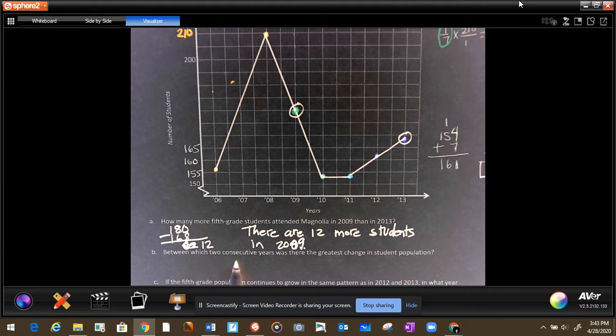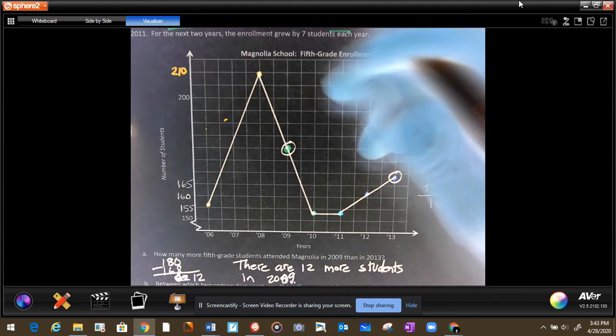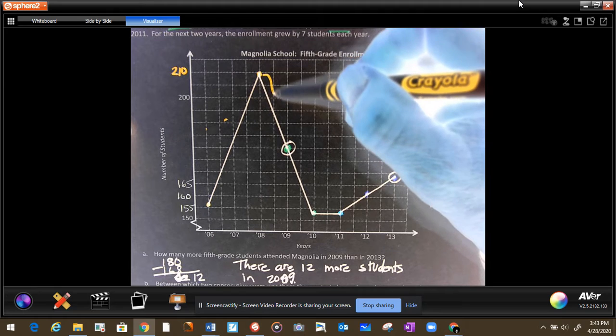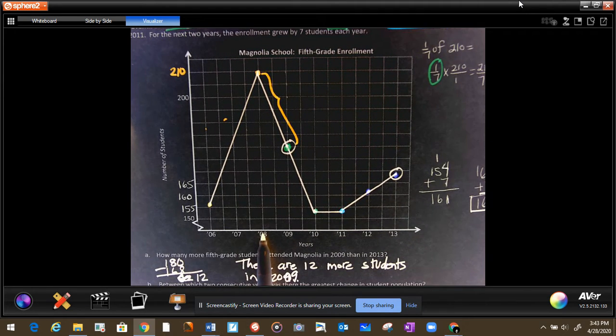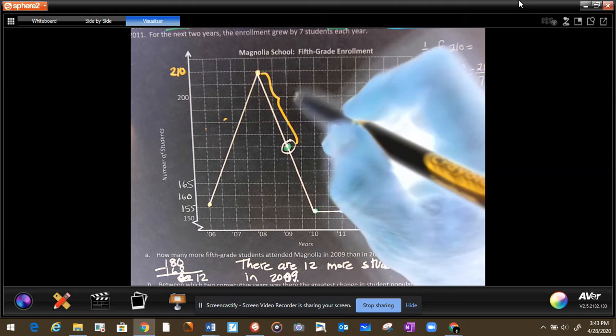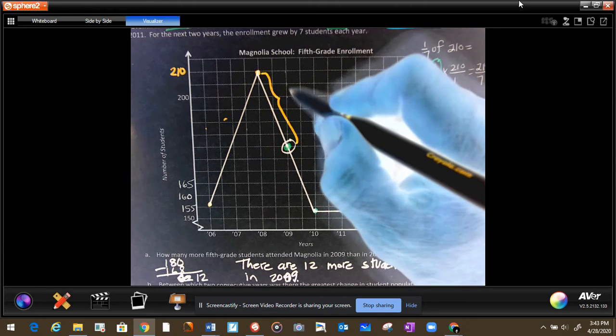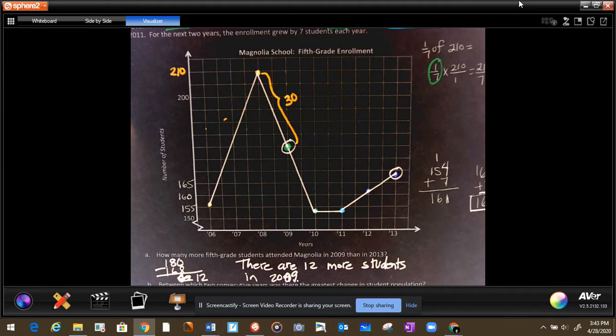Between which two consecutive years was there the greatest change in its student population? That means when it decreased. All right, so let's look at this. So the greatest change in the student population was from 2008 to 2009. How many students dropped? 30. So let's write that down.